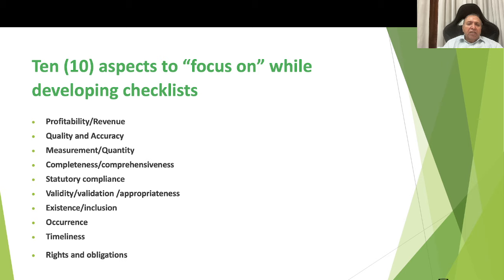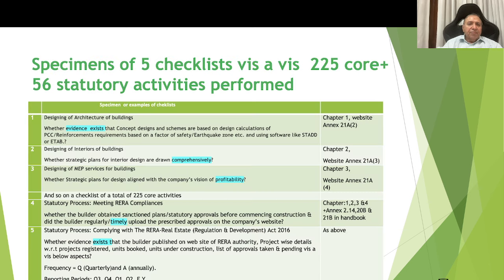Now these are the broad aspects which are applicable to commercial functions as well, and I am going to share some of the specimens where you will find these 10 aspects mentioned in different color so as to give focus on this. Now, specimen of the 5 checklist vis-a-vis the 225 core activities plus 56 statutory activities which I shared in the initial slide. Now, designing of the architecture function.